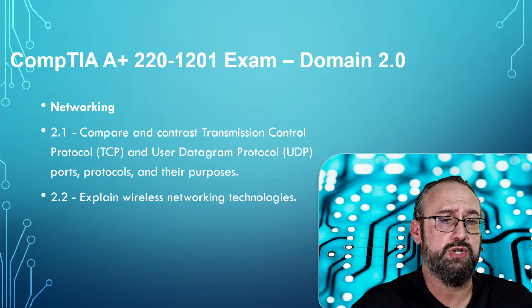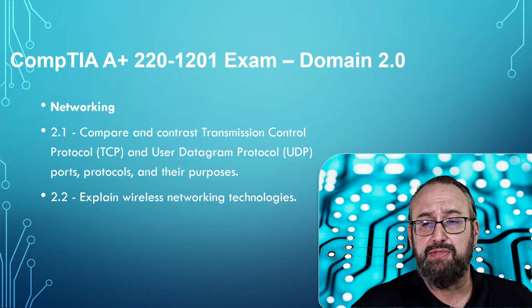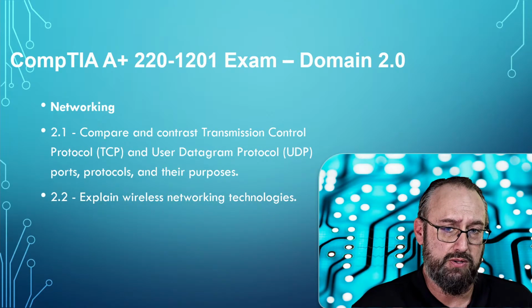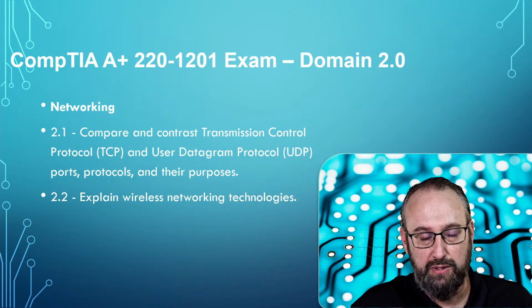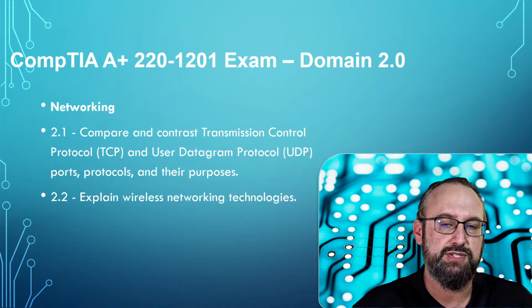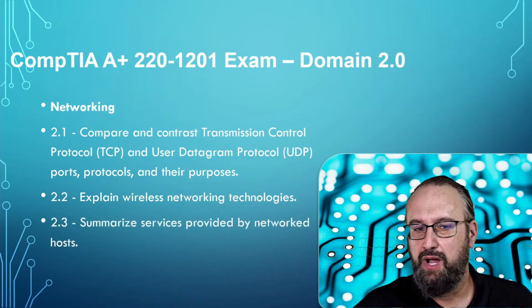Then in 2.2, we move over to wireless. We talk about wireless networking technologies, such as the frequencies that they operate on, a little bit about the channels, and various wireless networking standards, such as 802.11, the IEEE's body of wireless local area network implementations, or things like Bluetooth and RFID. All right.